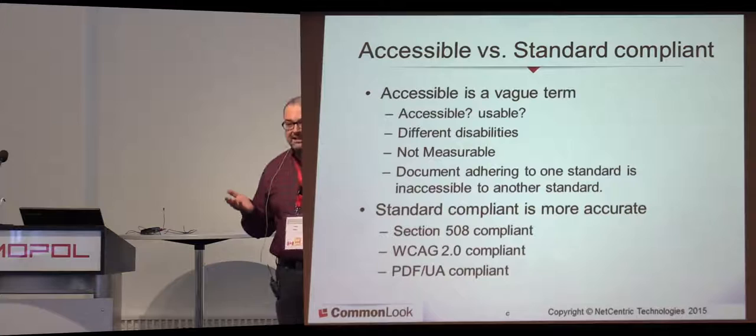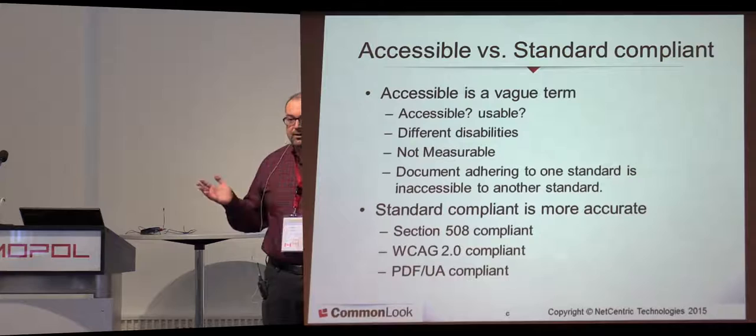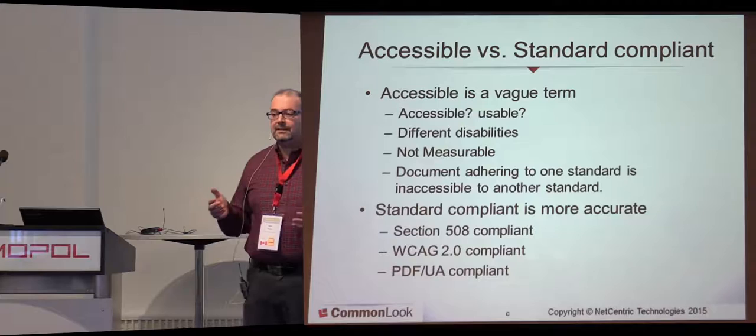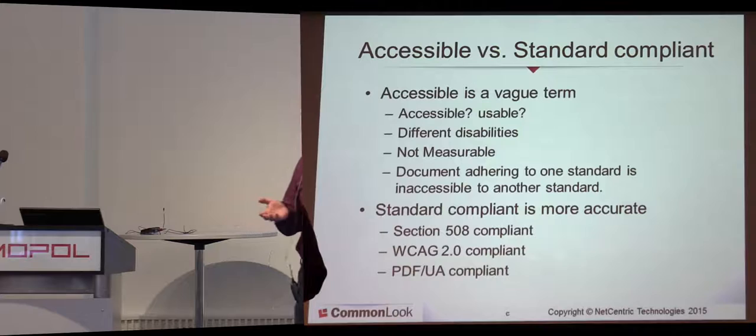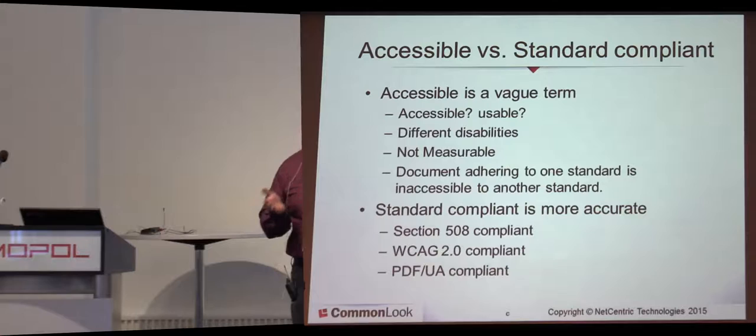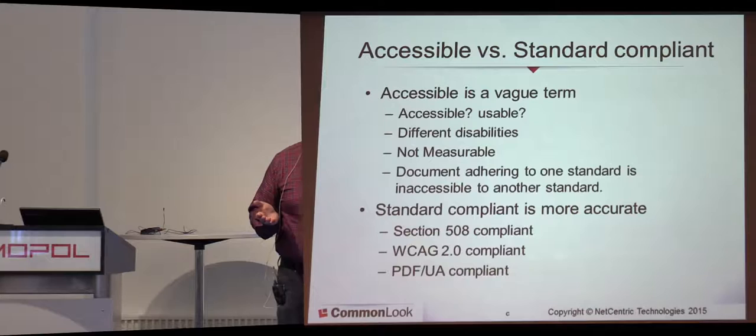Is it accessible to all people of all disabilities? For example, if I say that a document is PDF/UA compliant, is it accessible to somebody with a cognitive disability? It might be accessible to somebody who is, for example, visually impaired, but not to somebody with a cognitive disability. So it's not really a measurable term. When you say it's accessible, it's not really measurable.